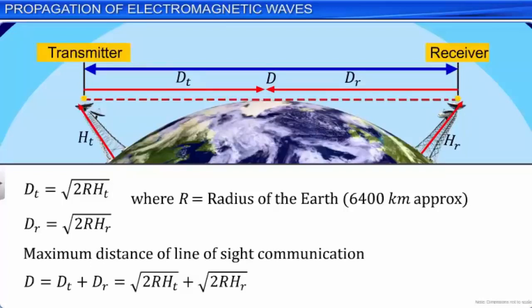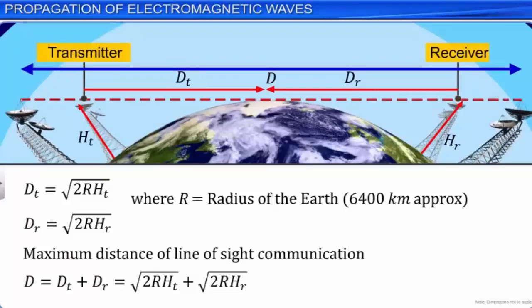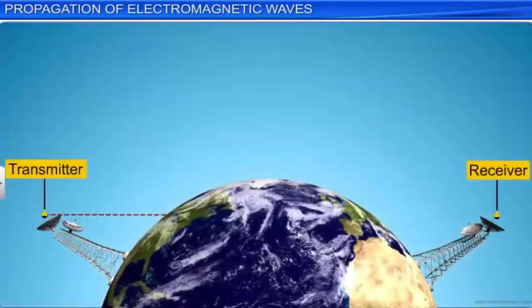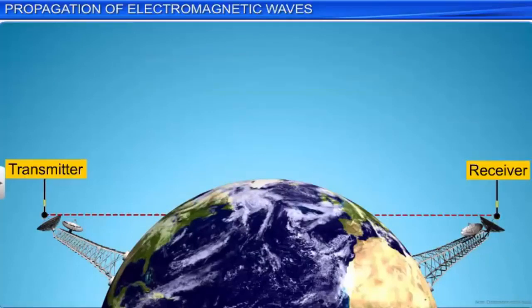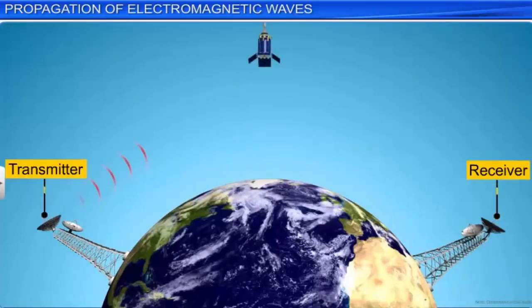antennas. Due to curvature of the earth, it is not always possible for a pair of transmitting and receiving antennas to be in line of sight. In case if a pair of transmitting and receiving antennas are not in the line of sight, they can still communicate using space waves through a communication satellite. Thus, space waves are also used in satellite communication. Television broadcast signals propagate as space waves.